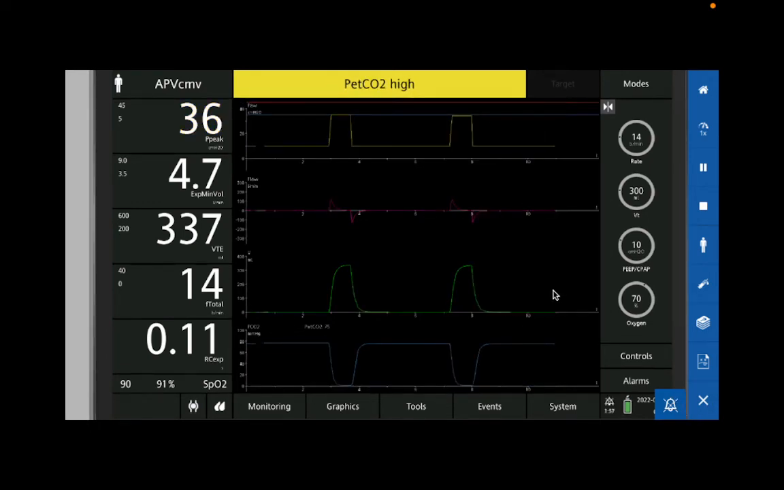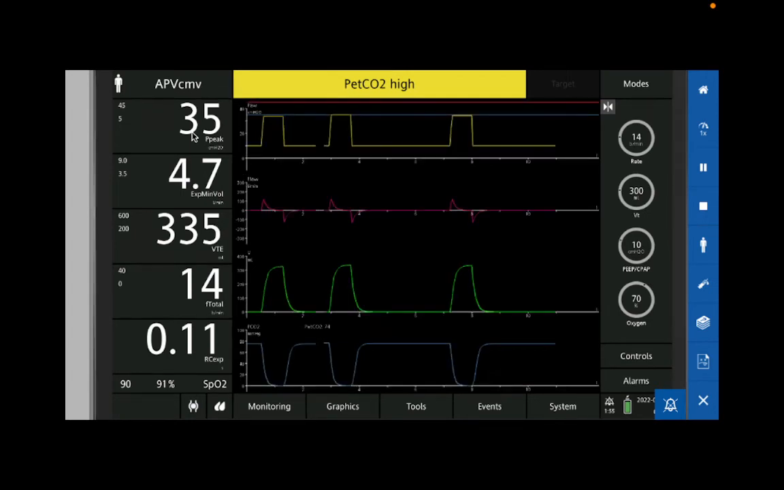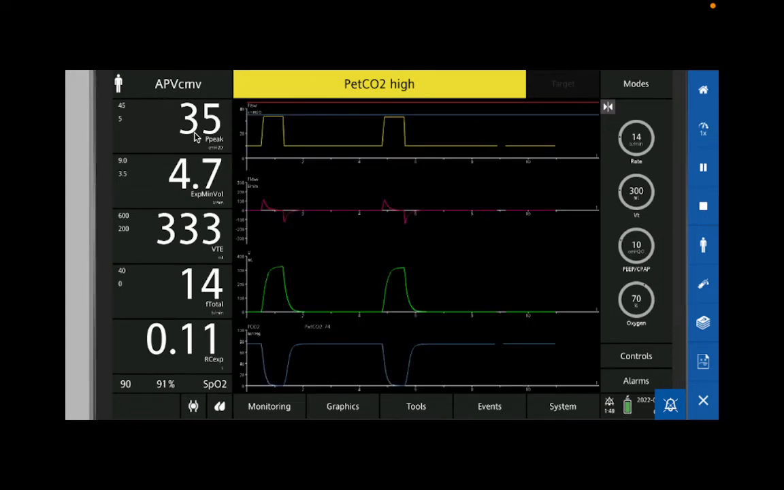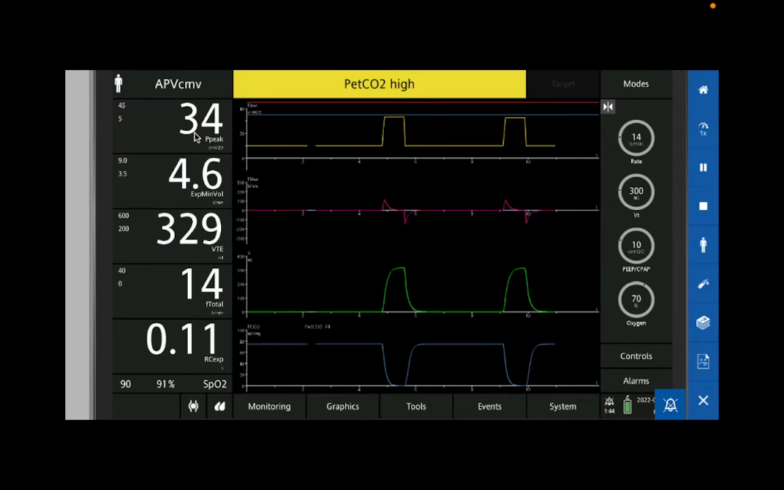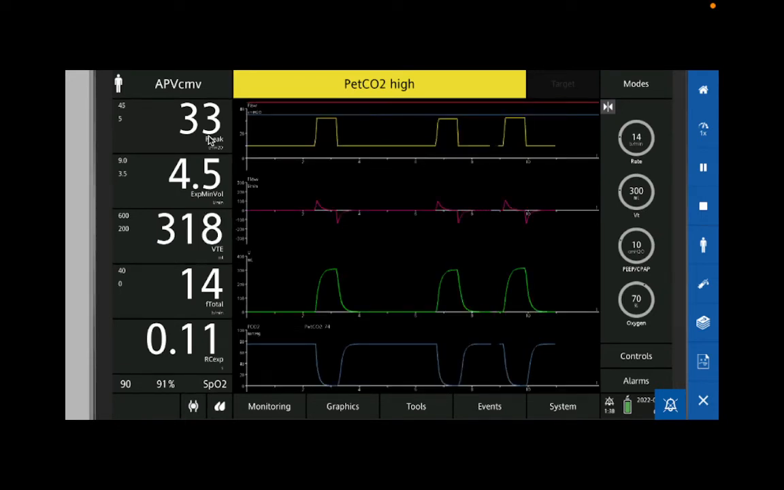Anyway, so now our peak pressure is 35. On PRVC mode, your peak pressure and your plateau pressure are going to be the same. So it's another reason it's good for ARDS: you can be lazy and not have to check your plateau pressure because it's the same. All right? So right now at 5 per kilo, we're at 33, 32. You know what? It's close enough, okay?